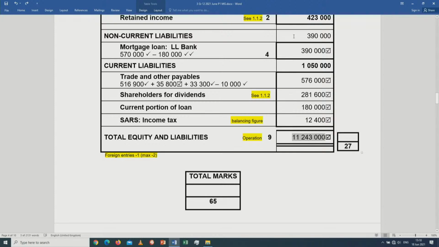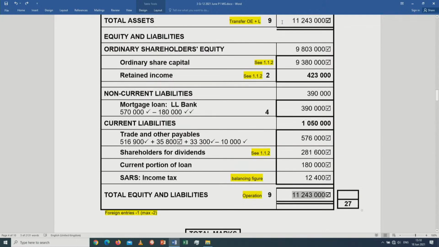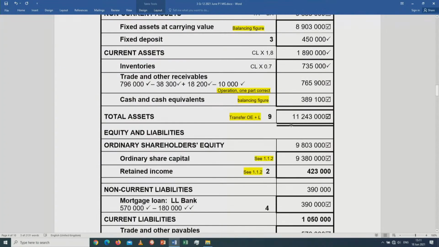For operation is just by adding the 3 components, shareholders equity plus non-current liabilities. So a learner needs to add this figure plus this figure plus this figure there to get this one. So if that is the case, a learner will definitely earn a part mark there, this figure here. And then the learner must take this figure here and transfer it to there to earn another method mark. That's why it says transfer equity and liabilities.